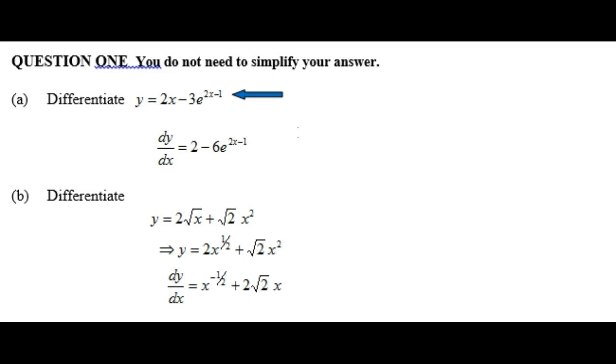Now in part b, our first step is to change the square root of x to x to the half. And then we just do the normal differentiation. Multiply by the power, subtract 1 off the power. We can leave it as 2 square root 2. We don't need to get into the decimals for that.